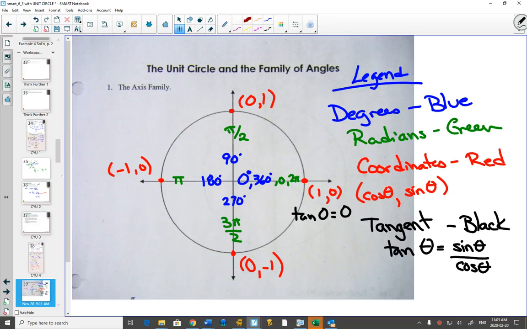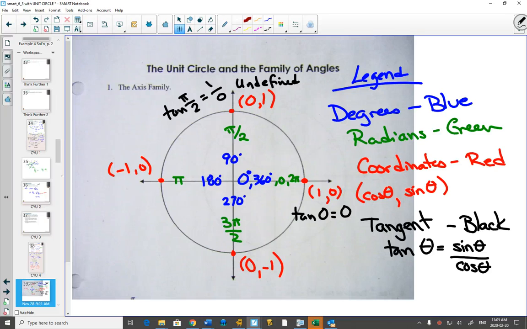When I get up to the top, when I try to do tan of pi over 2, my sine value is 1. My cos value is 0. What happens when you do 1 divided by 0? You get an error. This is undefined. It's not possible. Tan of 90 does not work. If you're in radians, tan of pi over 2 does not work. You can check it on your calculator. Your calculator will give you an error.